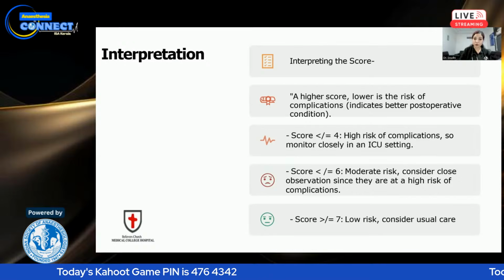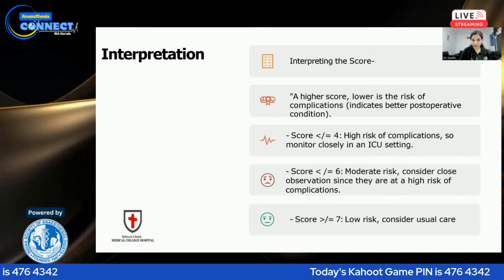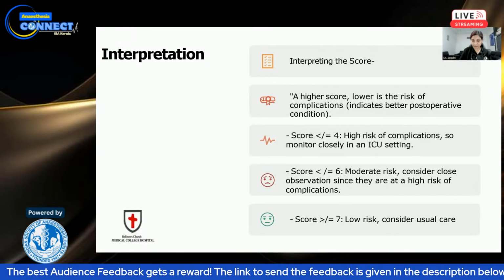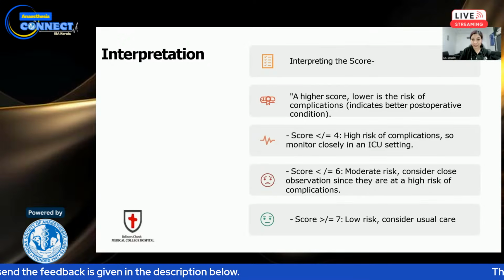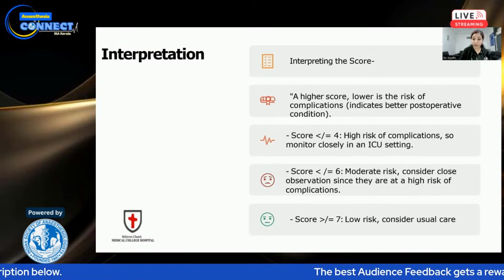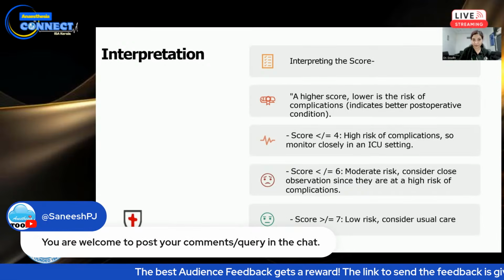Therefore, the score less than or equal to 4 shows high risk of complication, so the patient needs to be monitored closely in an ICU setting. And the score of less than or equal to 6 carries moderate risk. Consider close observation since they are at high risk of complication. And the score of more than or equal to 7 is of low risk and consider usual care.